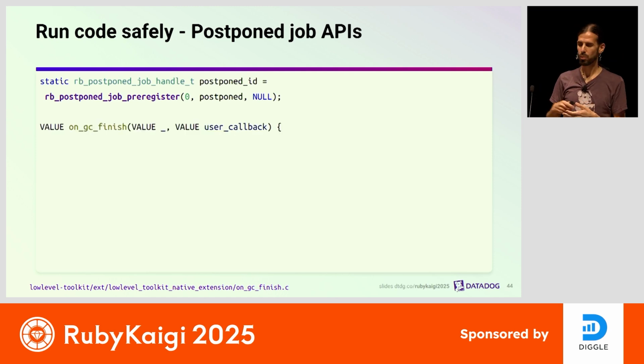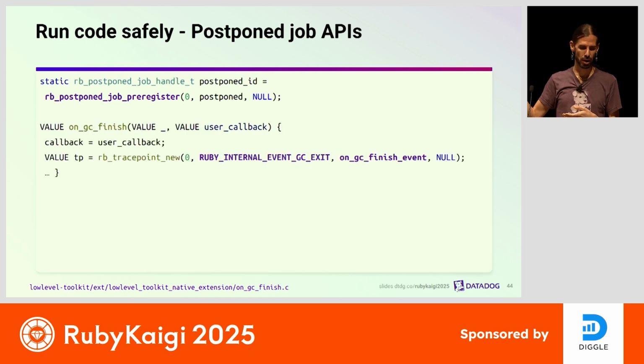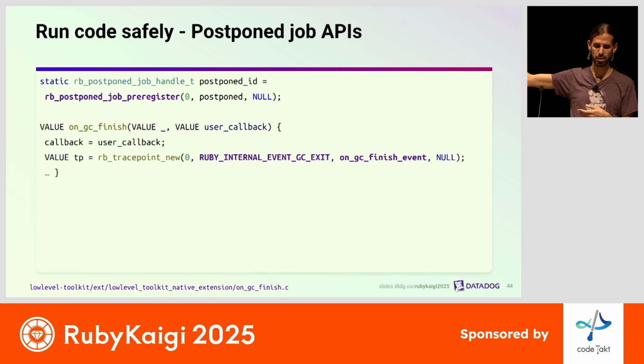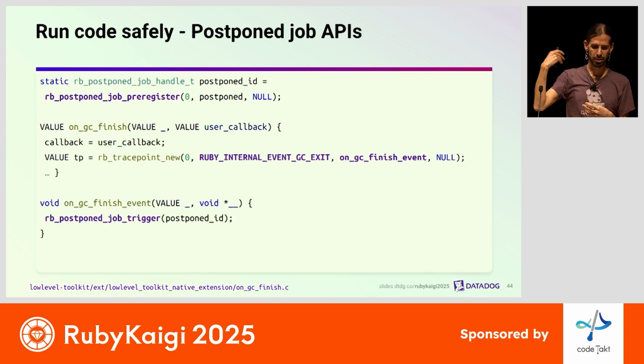And then we build our onGCFinish, where we save the block or the lambda that the user called us with. And then we create a new trace point with the GC exit event. And then when the exit event happens, so when GC finishes, instead of immediately printing, what we do is we tell Ruby, okay, we're ready, please trigger the postponed job.